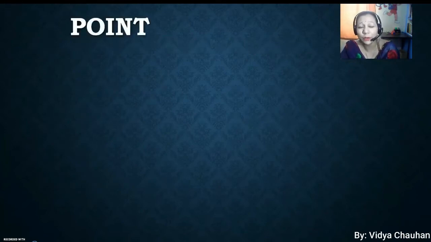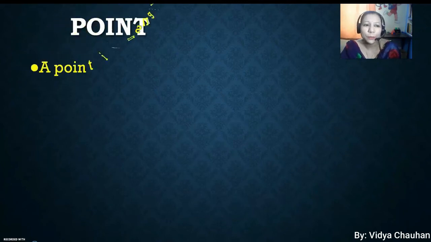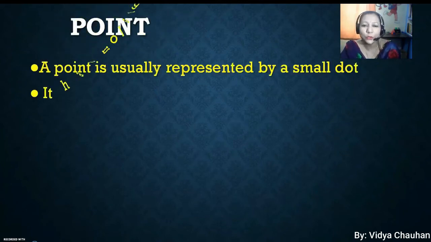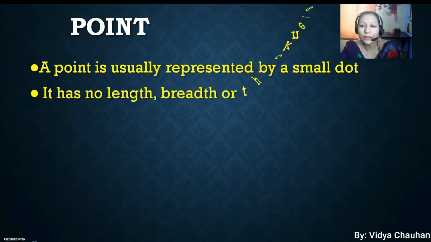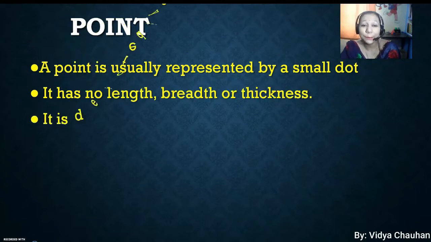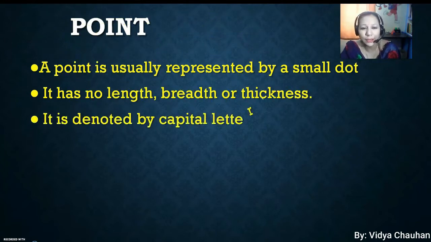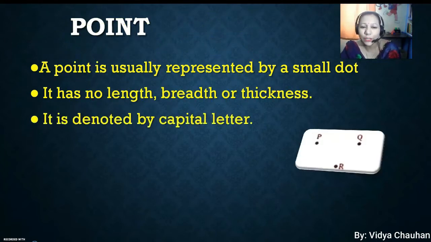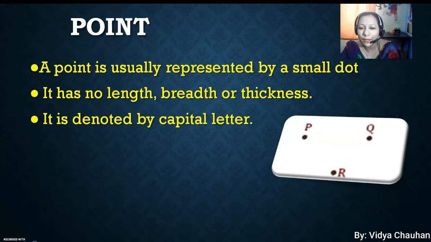So our first topic is point. What is a point? A point is usually represented by a small dot. It has no length, breadth or thickness. It is always denoted by a capital letter.